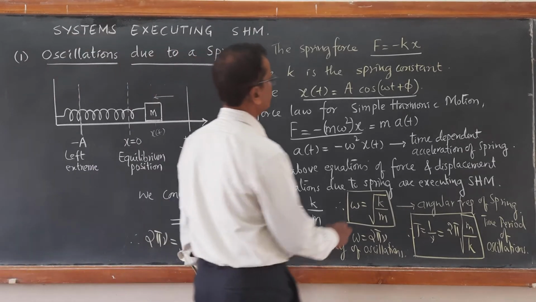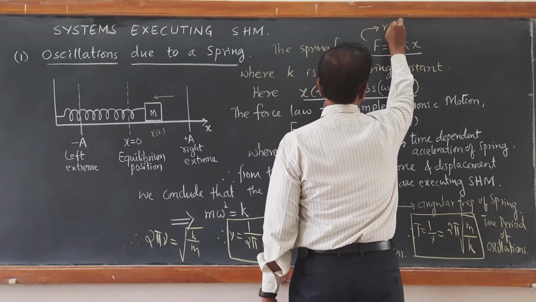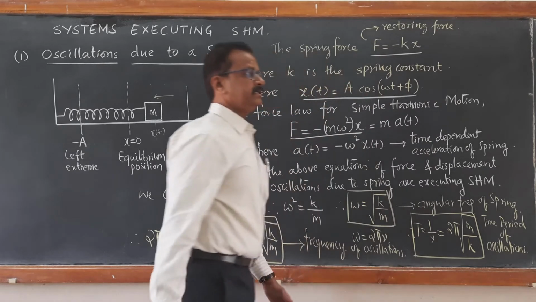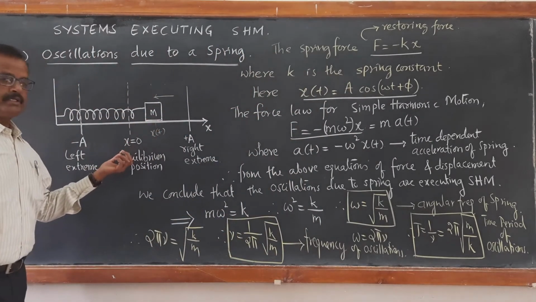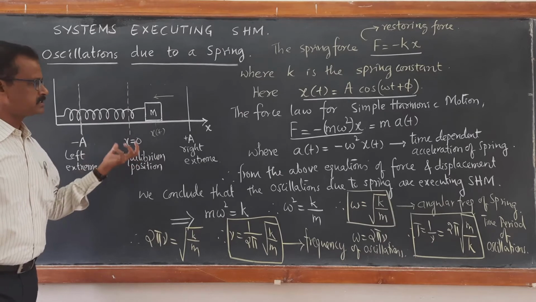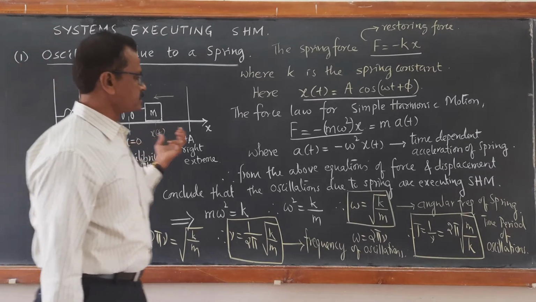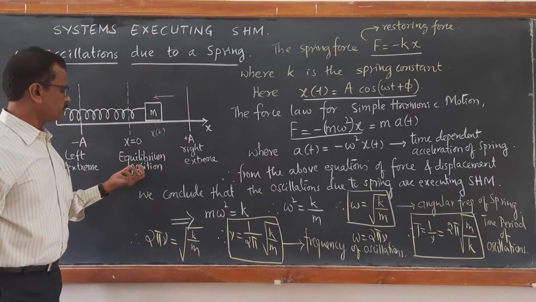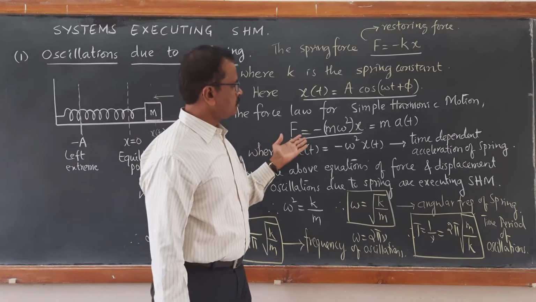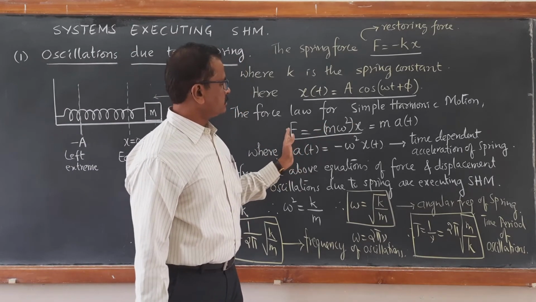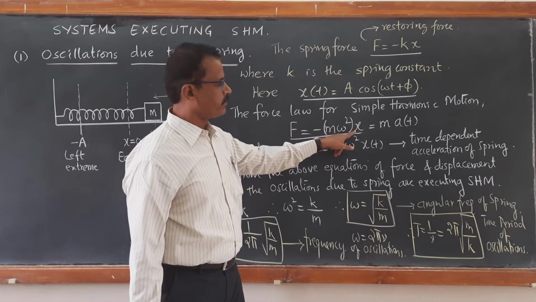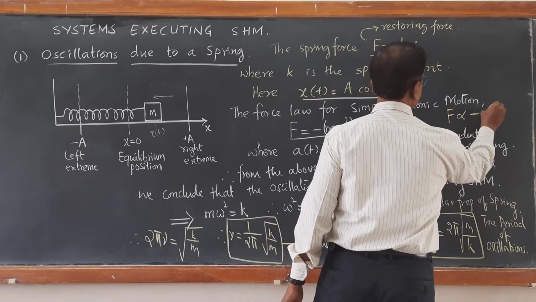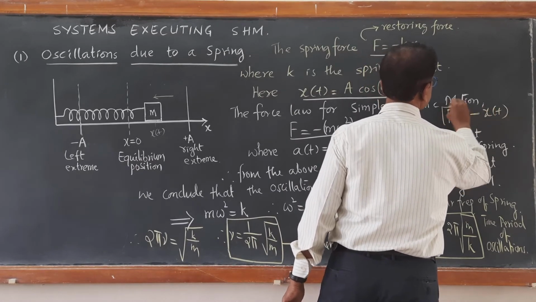restoring force. We have termed this one as restoring force, which has a tendency to bring the block always to the equilibrium position. Therefore, the spring force is also called the restoring force. And this restoring force is having a tendency to bring the block to the equilibrium position, and it is also directly proportional to the negative of the displacement. From this we say that it is directly proportional to negative of displacement.